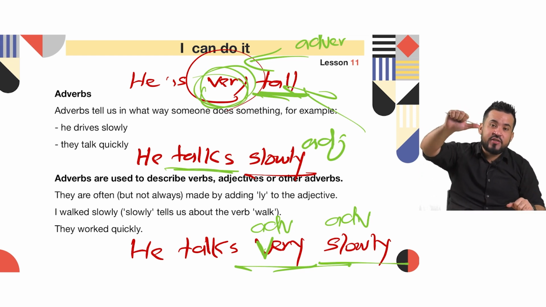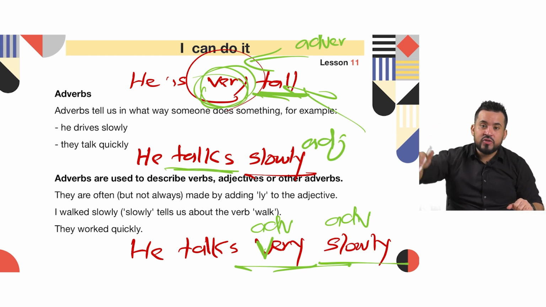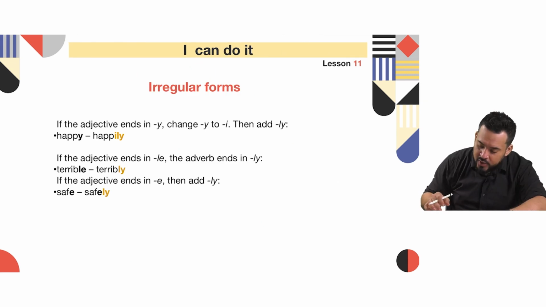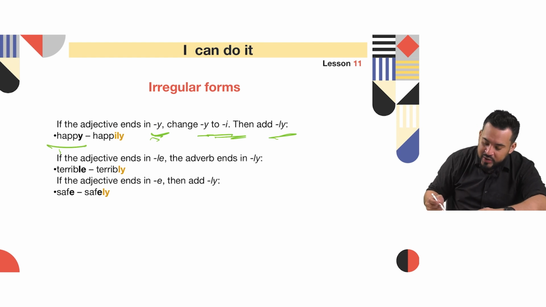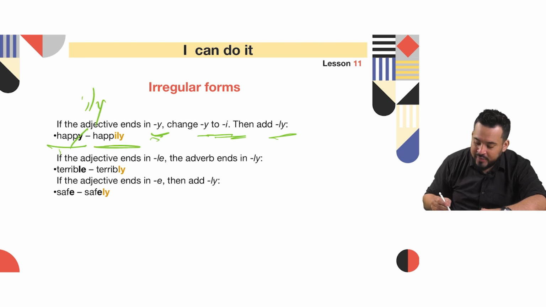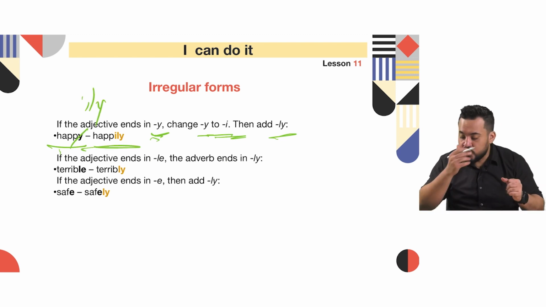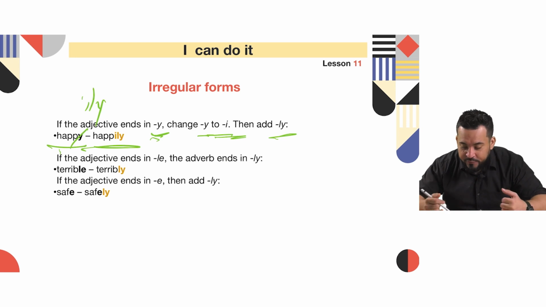We use adjectives to describe nouns and nouns only. Let's take a look at irregular forms of adverbs. If adjectives end in Y, change the Y to I, then we add ly. So if we have happy, we remove that Y and we put ily. Okay, happily. All right, these are irregular forms of adjectives and adverbs.